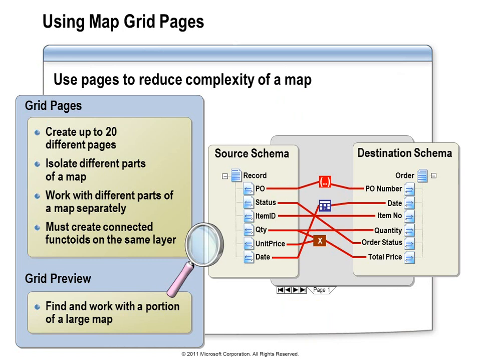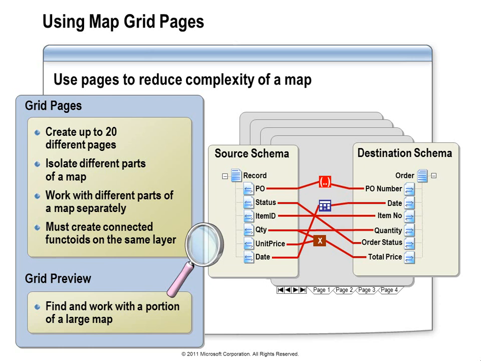So as you start adding more and more links and functoids to your map, and as they grow in complexity, and particularly when you start dealing with larger schemas, it might be hard to find your way around your map. And so you might want to start organizing your map into sections. And you can do that by adding map grid pages. So you can separate out various functions on individual pages.